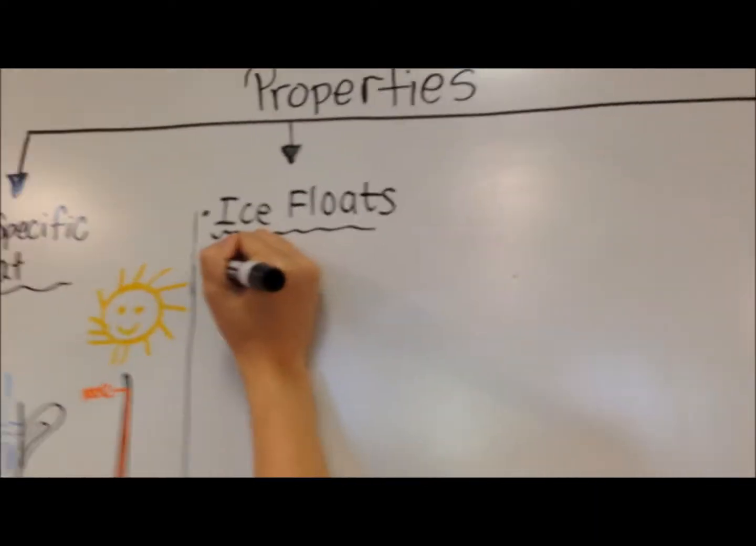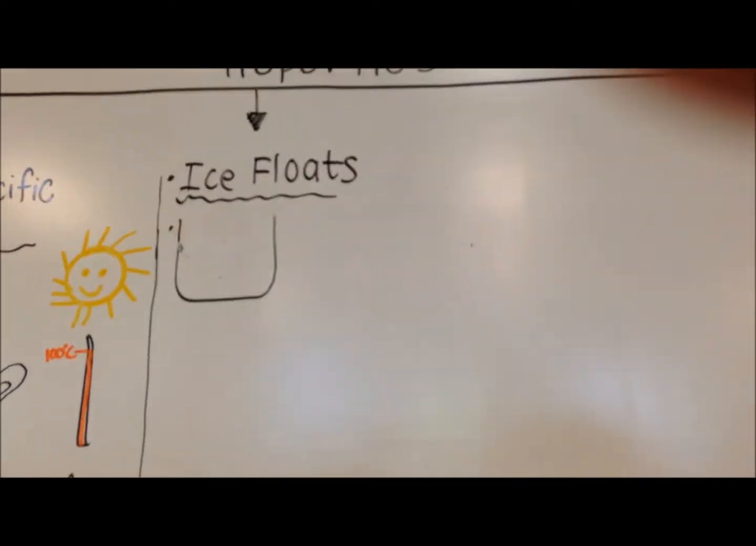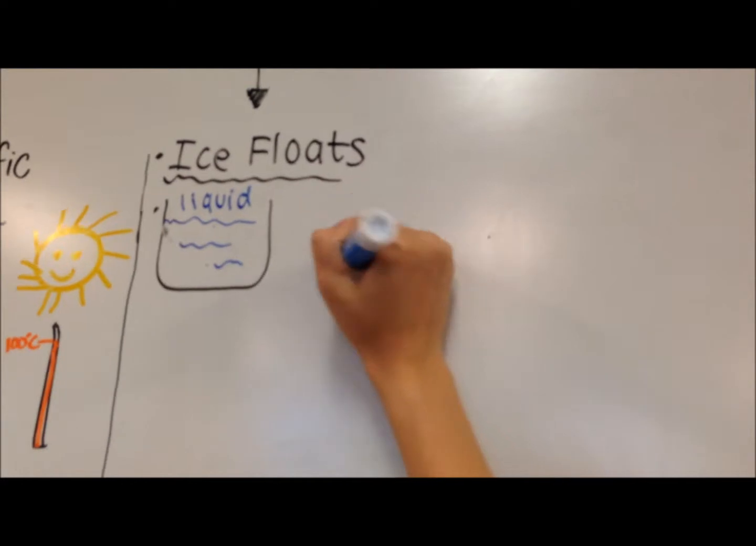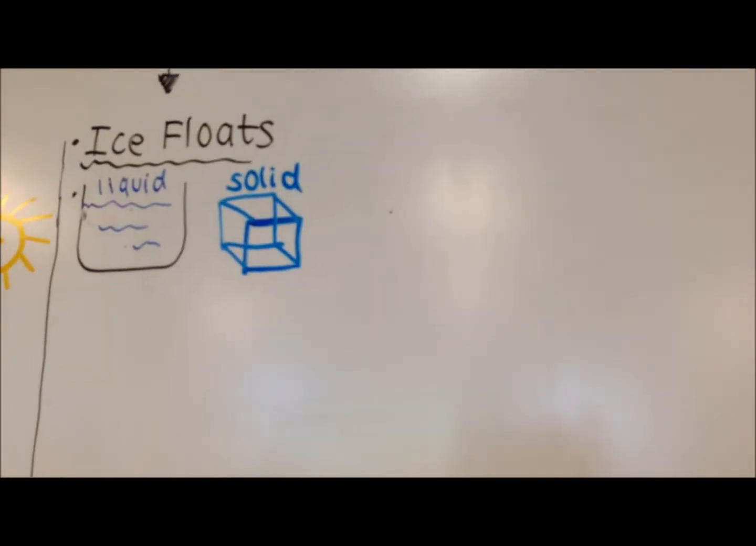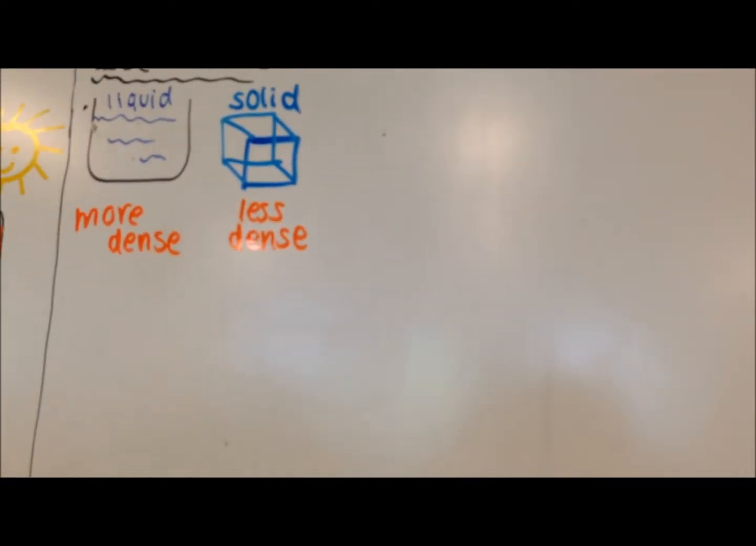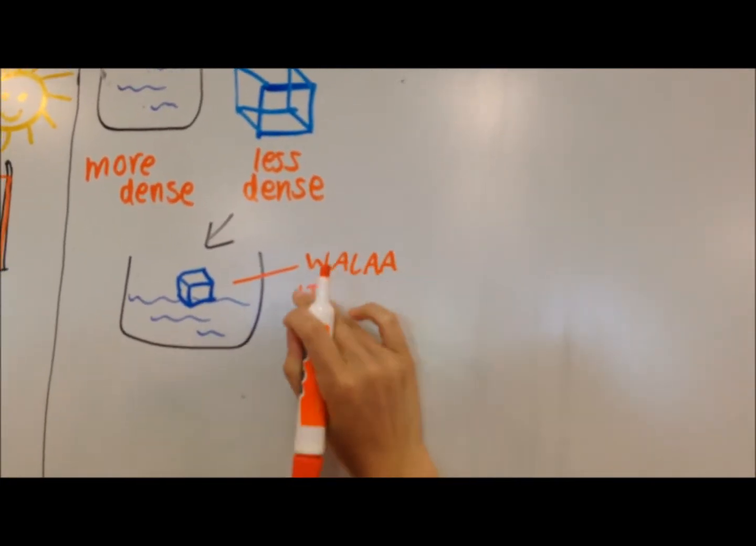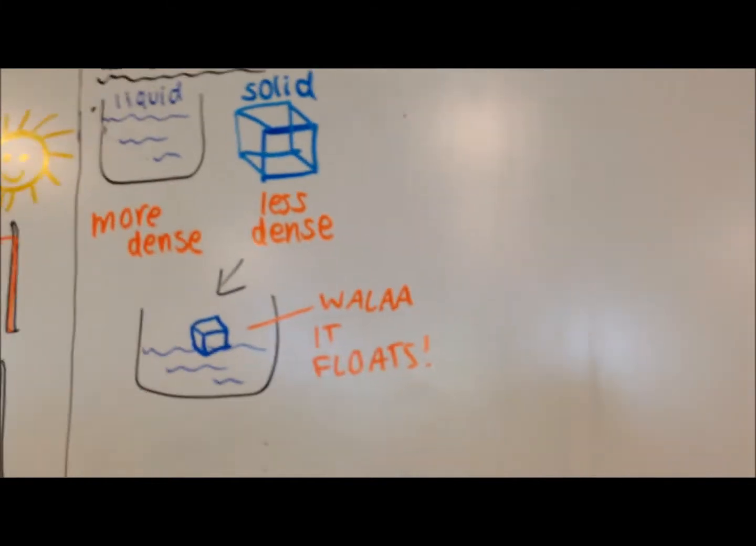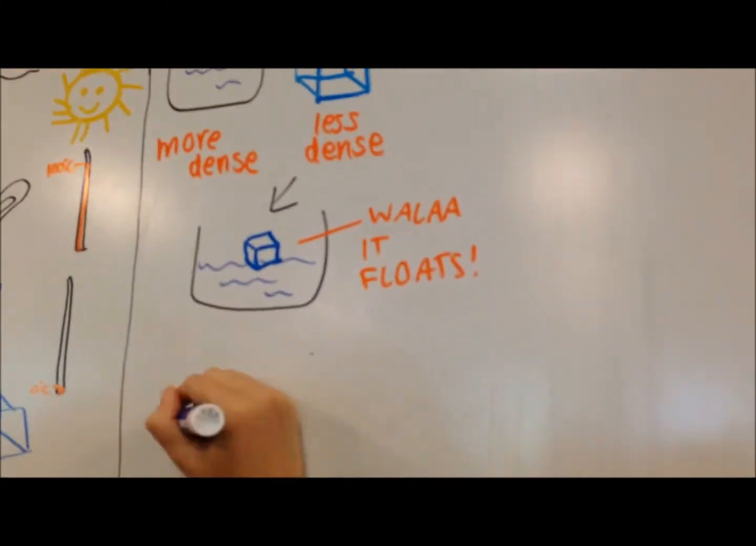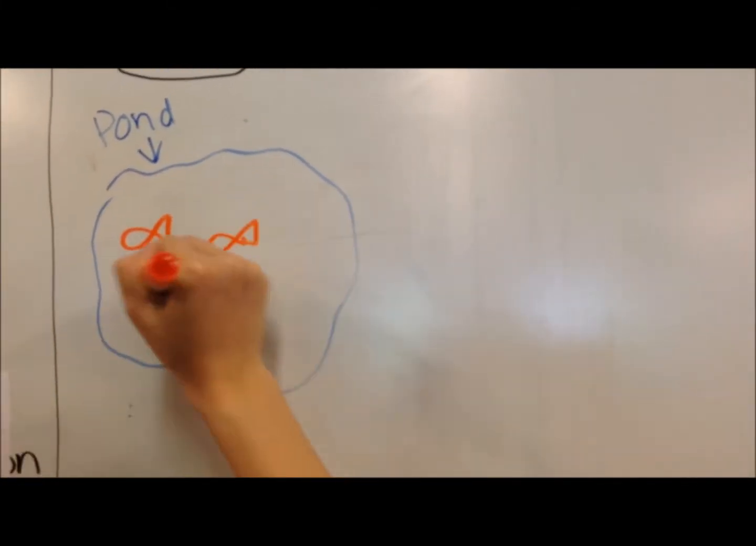Another property of water is that ice floats. Water expands when it freezes, so it becomes less dense. Water in solid form is less dense than liquid. This allows ice to float. If it sank, it would kill the fish and plants. Ice insulates the rest of the water below from freezing to keep aquatic life alive.